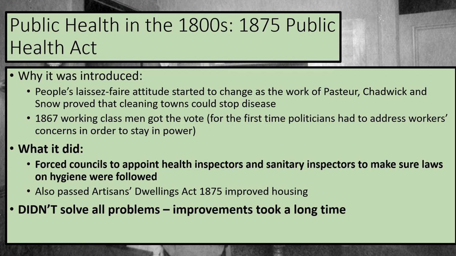Now, thinking about what this second public health act did is really important. It builds on the first Public Health Act from 1848. So what does it do? Well, it forces councils to appoint health inspectors and sanitary inspectors to make sure that the new laws on hygiene are followed. Now, this is really crucial because the big weakness of the 1848 First Public Health Act is that it wasn't compulsory, but this time it is. Now they have a duty, and it says this in the Act, to provide things like clean running water and to make sure that there are waste collections.